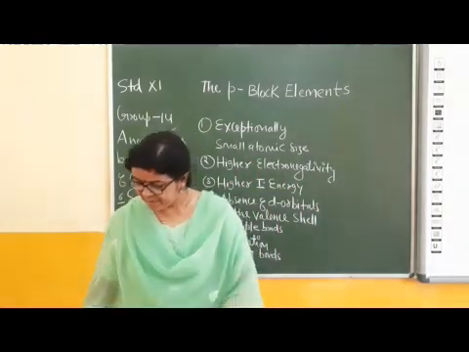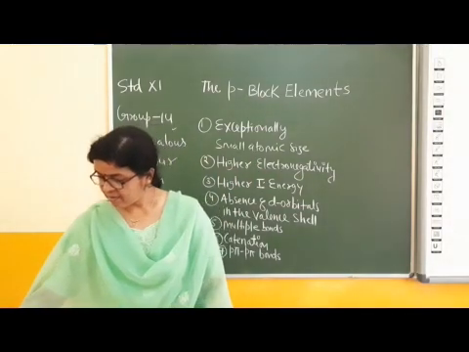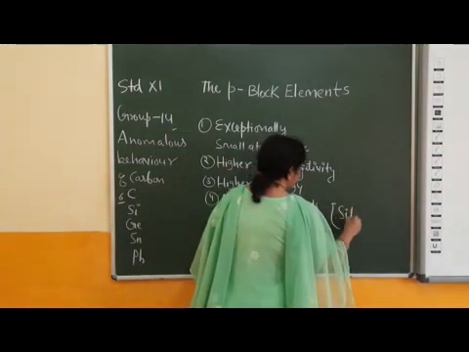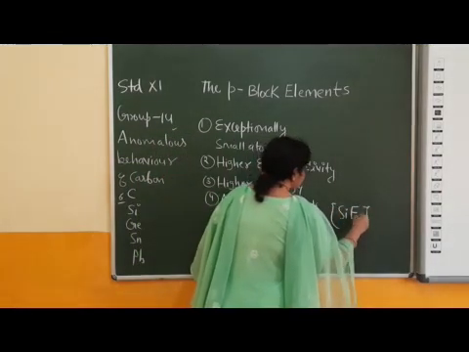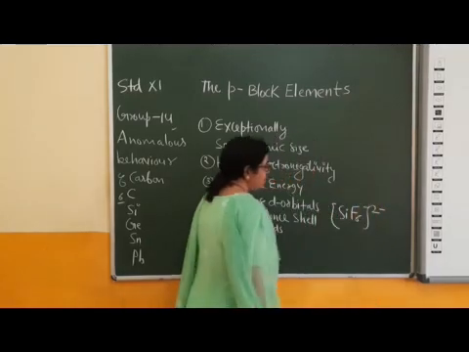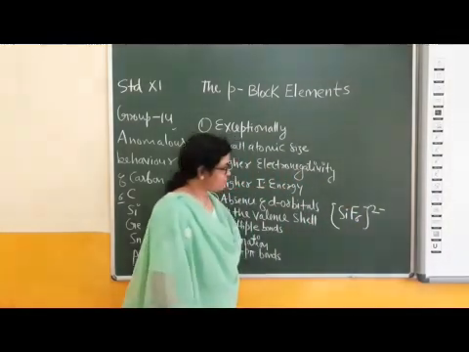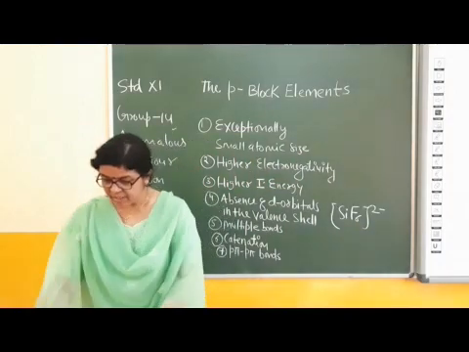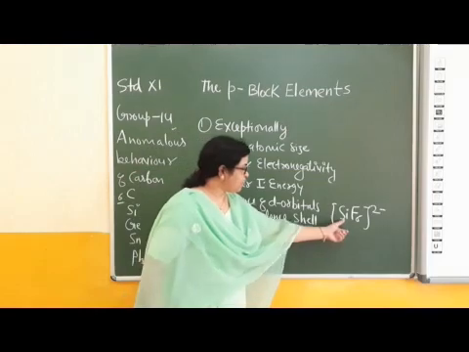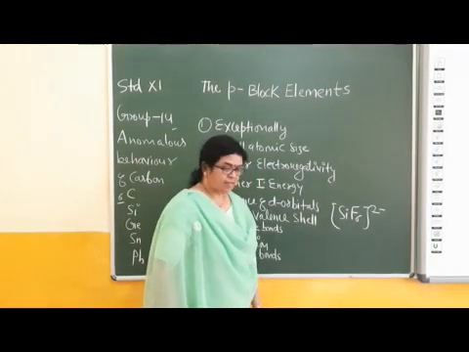Like in one compound of silicon, SiF6, the hexafluorosilicate ion, with a charge of 2 minus. Fluoride is a monovalent anion, so the remaining charge is 2 minus, and the maximum covalency is more than 4, which is 6 in this compound.